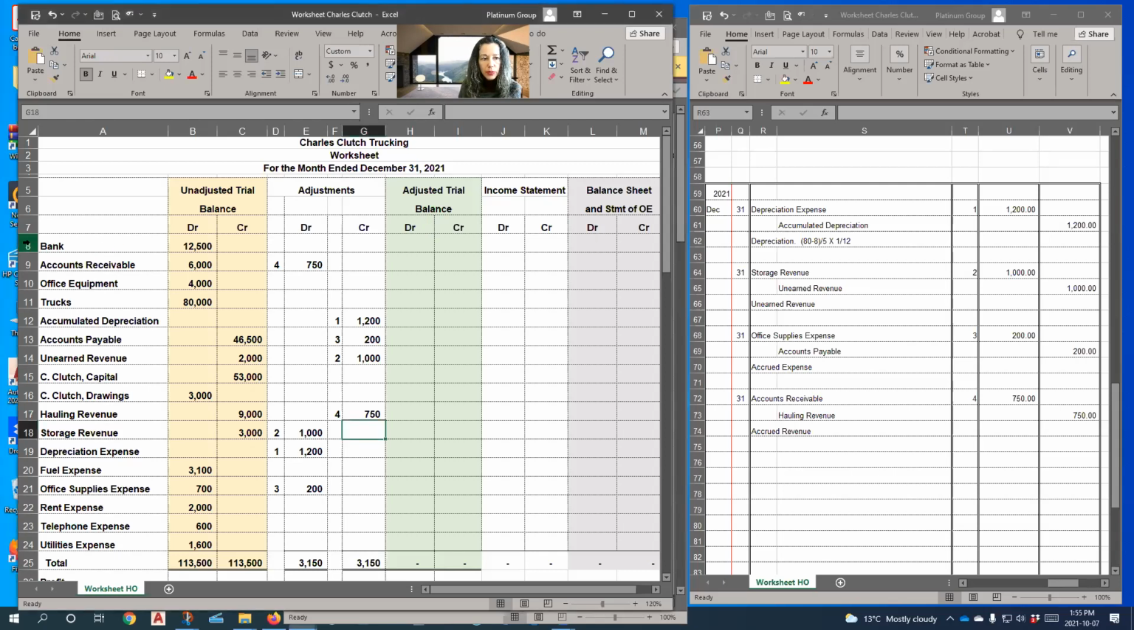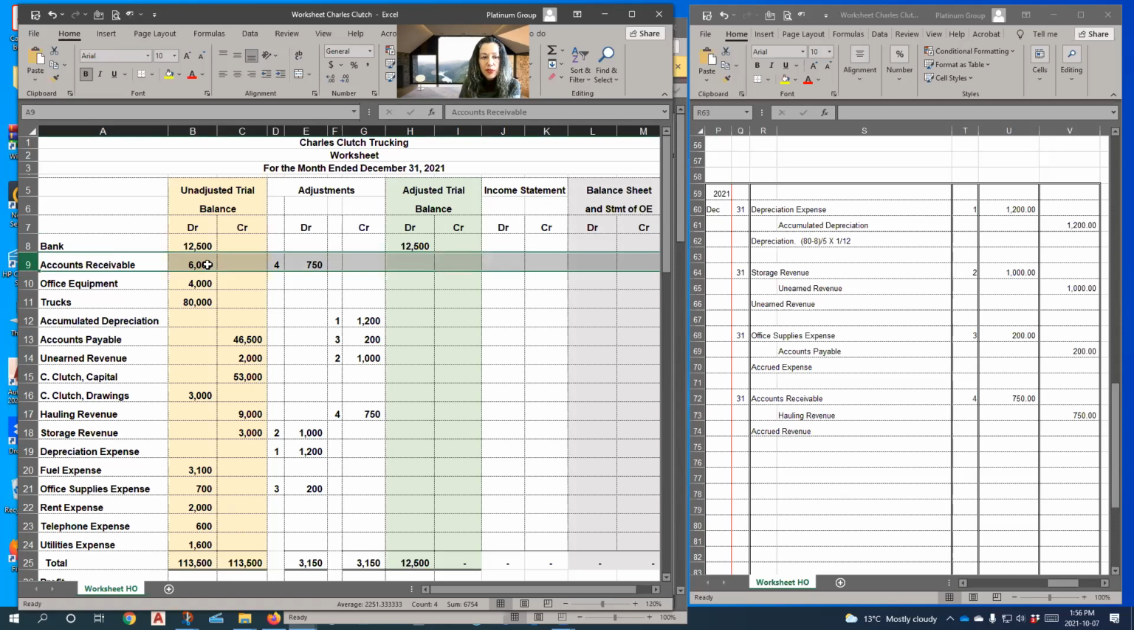If we look at row 8, that's bank. The other word is cash, but Charles has chosen to use the word bank. You can see he's got a debit of $12,500 in the unadjusted trial balance. There's no adjustments. So in the adjusted trial balance, it's going to be a debit of $12,500. It's continued to be a debit of $12,500.